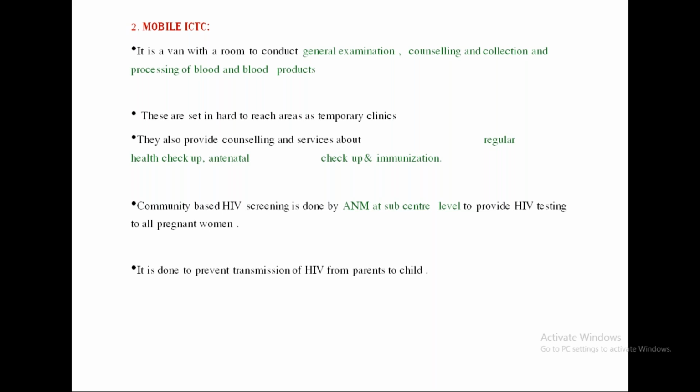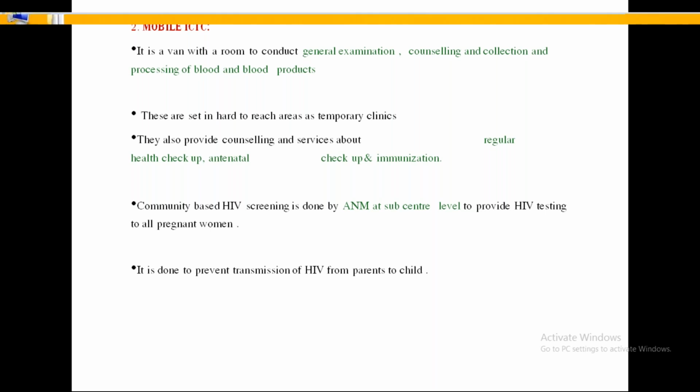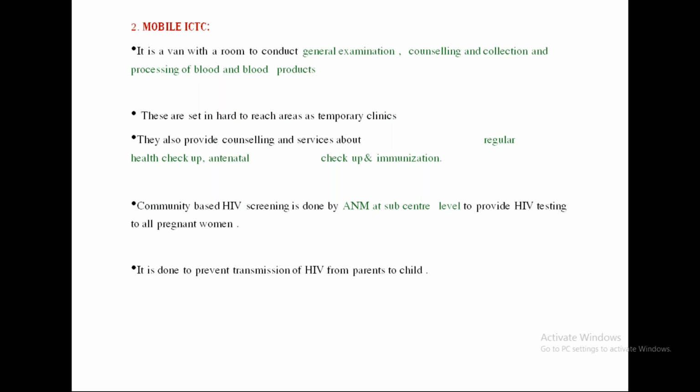The main idea is a van with a room to conduct general examination. They will do counseling and collection and processing of blood and blood products. They are set up in hard to reach areas as temporary clinics. They also provide counseling and services for regular health checkups, antenatal checkups and immunization. So the van is modified into a room, and in it they will do counseling and collect blood. They will do normal health checkups, antenatal checkups and immunization in that van.